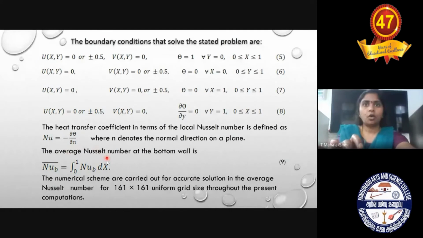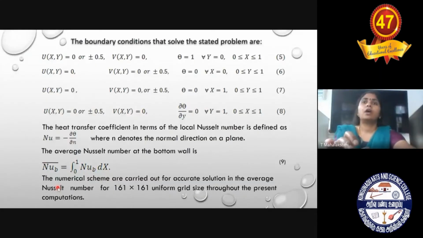Then finally we will integrate the local Nusselt number value by using Simpson's 1/3 rule in our coding. We can calculate the Nusselt number of the bottom wall. NUB represents the average Nusselt number calculated at the bottom wall. So the numerical computation is very, very important in calculating the heat transfer analysis.